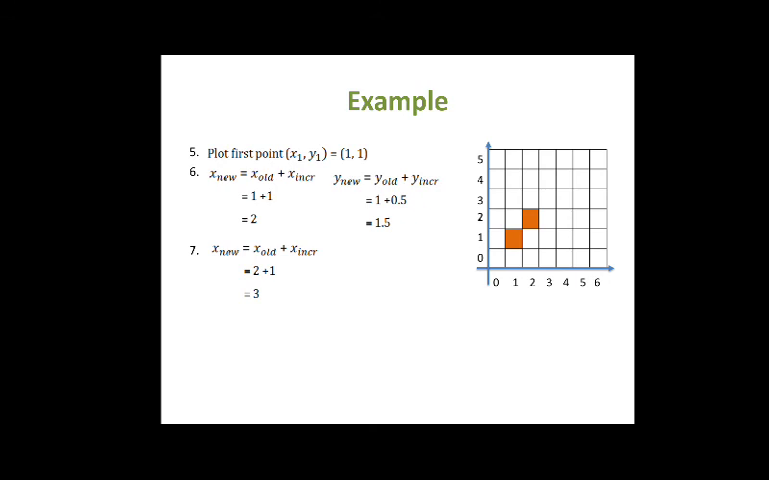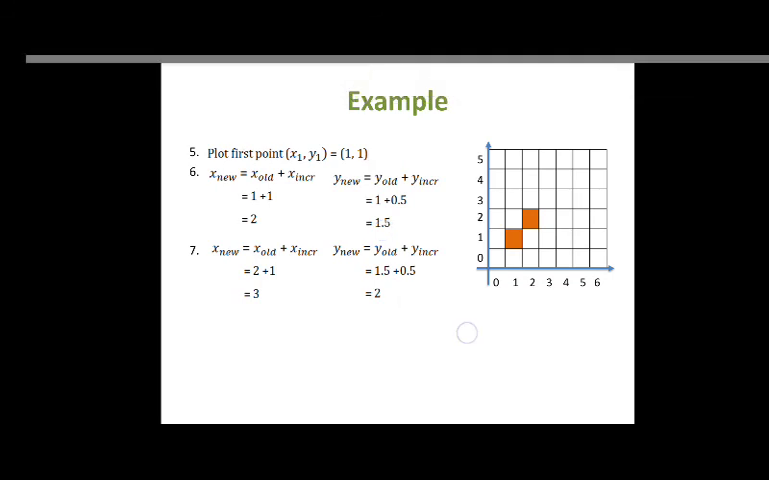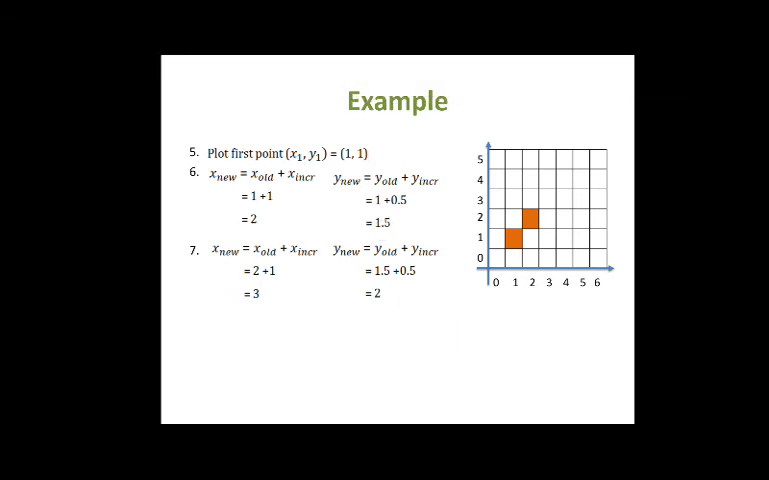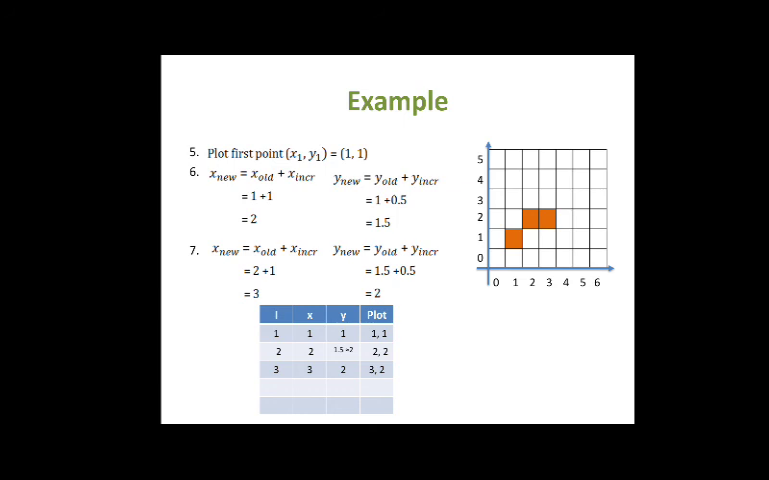What is the value of old x? Old x is now 2 and the x increment is 1. So the new x value is 3. So I am finding the x coordinate of a new point. The same way, the y coordinate becomes y old. Now you can see I have not taken it as 2. I have taken it as 1.5 plus 0.5 is equal to 2. Right. So what coordinates do we have now? 3 comma 2. So here at 3 comma 2 we make the pixel on.